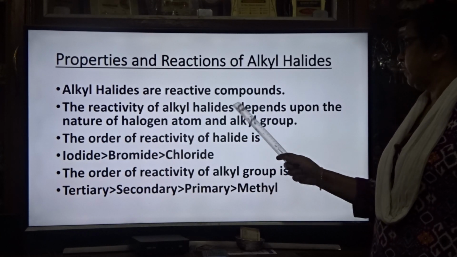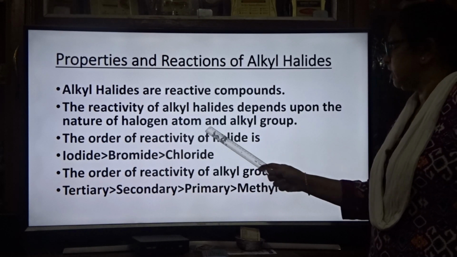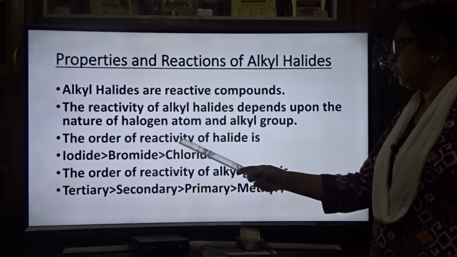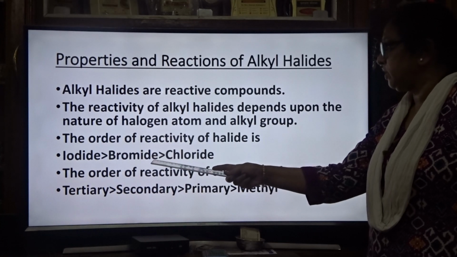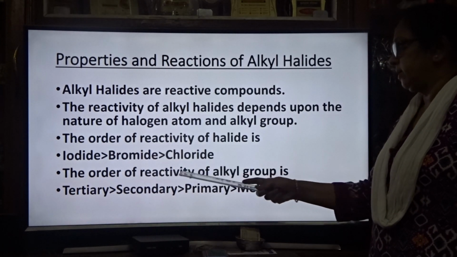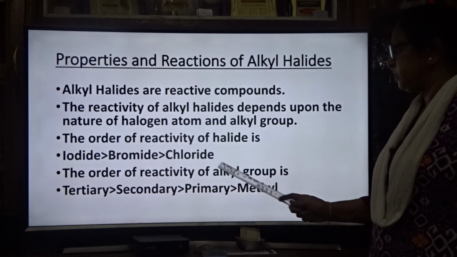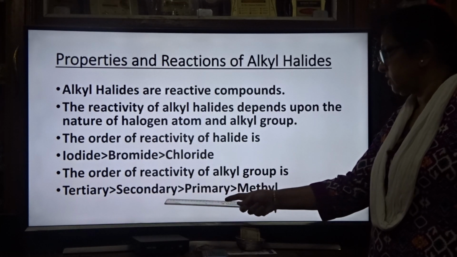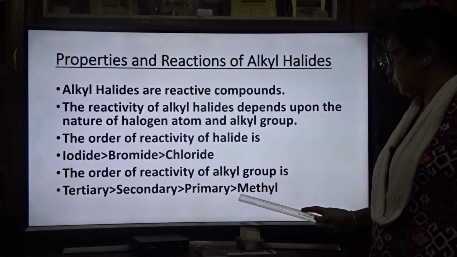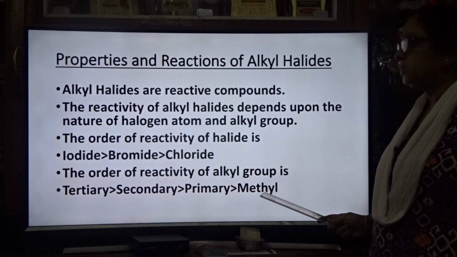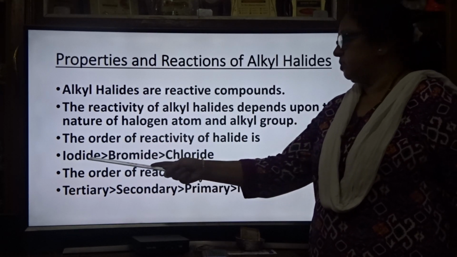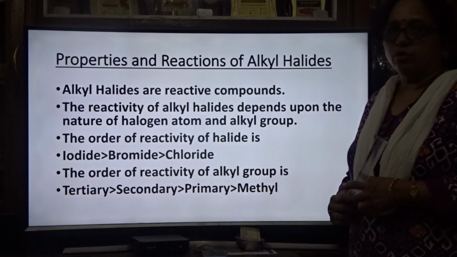The reactivity of alkyl halides depends upon the nature of the halogen atom and the alkyl group. The order of reactivity of halides is: iodide is more reactive than bromide, which is more reactive than chloride. The order of reactivity of alkyl groups is: tertiary is more reactive than secondary, which is more reactive than primary, which is more reactive than methyl. That means the most reactive is tertiary and the least reactive is methyl. Among halides, the most reactive is iodide and the least reactive is chloride.